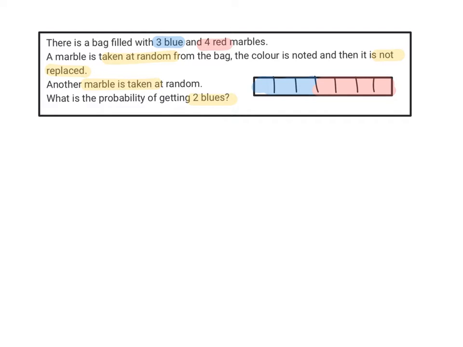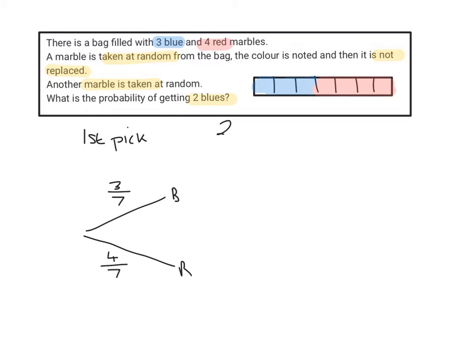So let's have a look. We're doing our first pick. And I can either go for a blue or I can go for a red. And I can see from the bar model that it's 3 out of 7 for blue and 4 out of 7 for red. And then I'm going to move on to my second pick.